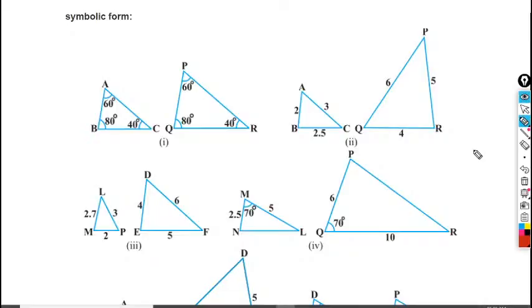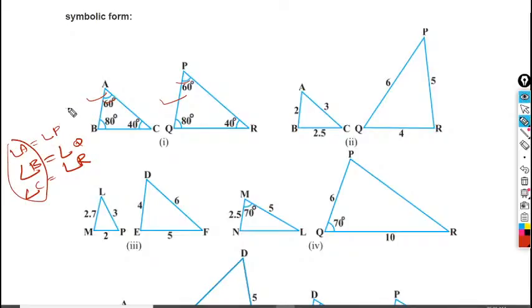Here you can see triangle ABC and triangle PQR. Here angle A equals angle P, angle B equals angle Q, angle C equals angle R. So here three angles of one triangle are equal to the corresponding three angles of another triangle. Therefore, these two triangles will be similar, and the similarity criterion is angle, angle, angle.